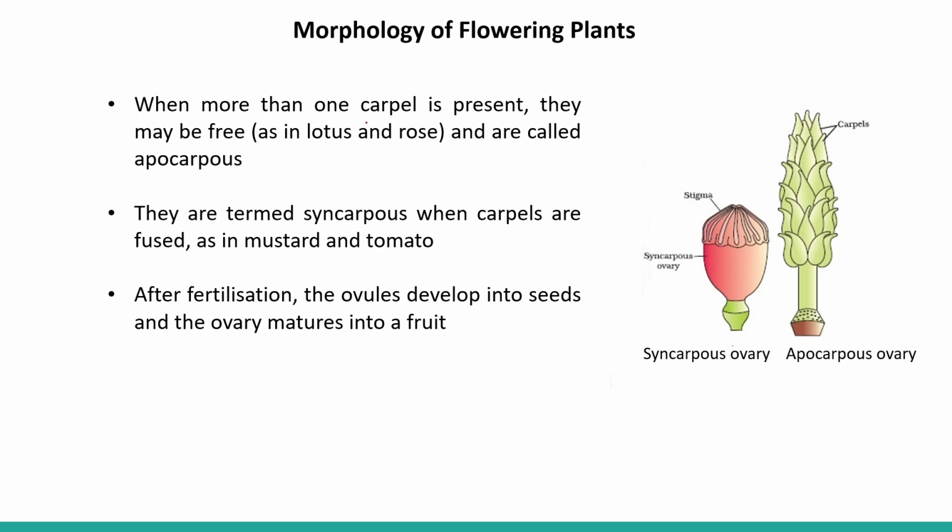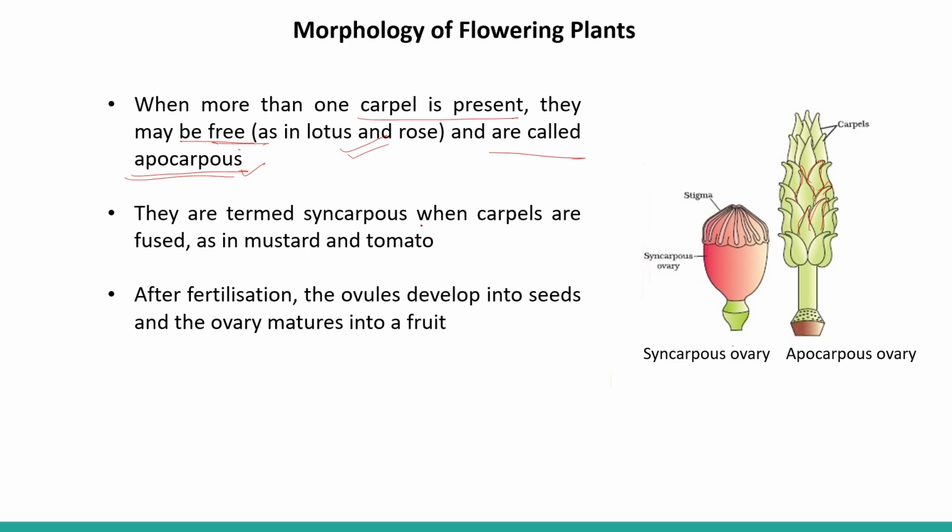When more than one carpel is present, they may be free or they may be fused. Okay, so when free, as in the case of lotus and rose, it is called the apocarpous condition. So here when they are free, we say apocarpous. All the carpels are free. There are a number of carpels and they are free.